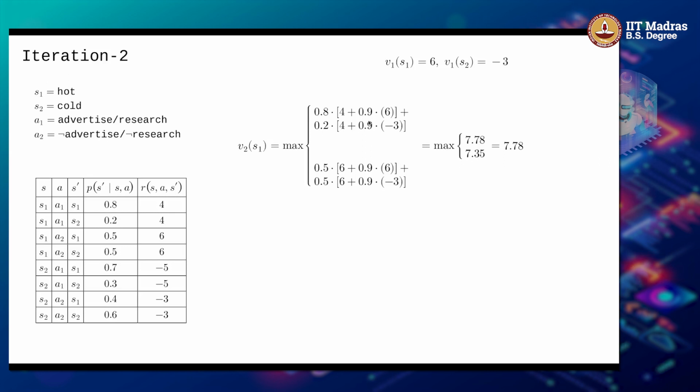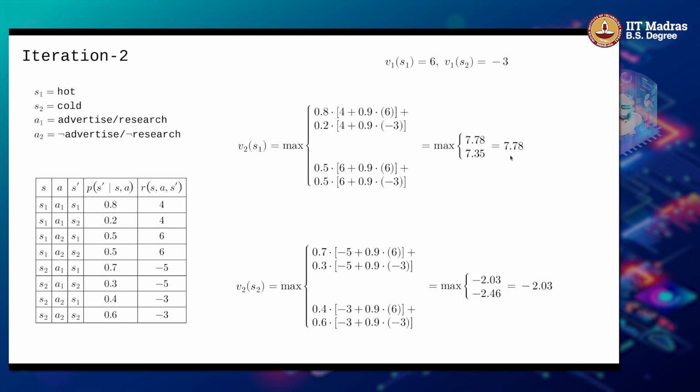Earlier we didn't need the value of gamma. Now you have to compute V2 of S1. V1 of S1 is 6, V1 of S2 is -3, so we use those values. We end up with V2 of S1 to be 7.78. Likewise, you can compute V2 of S2. That turns out to be -2.03.